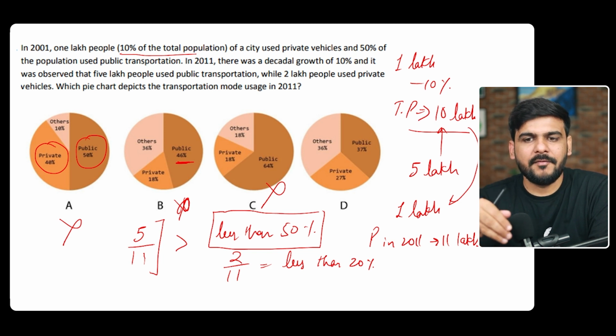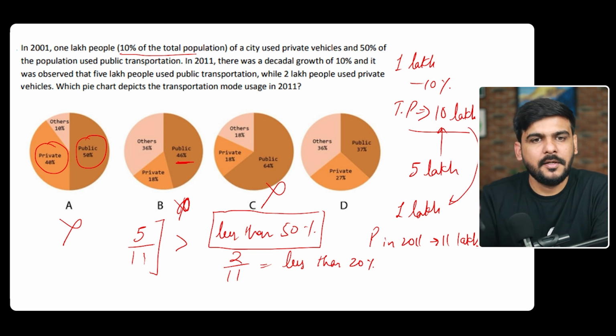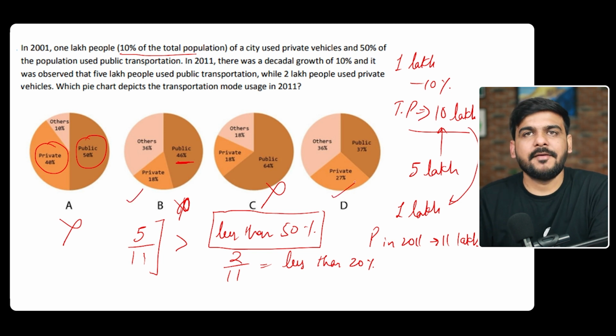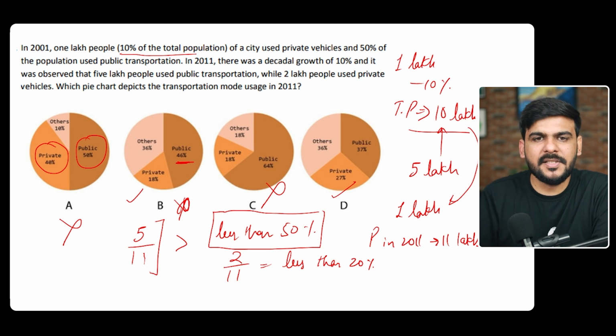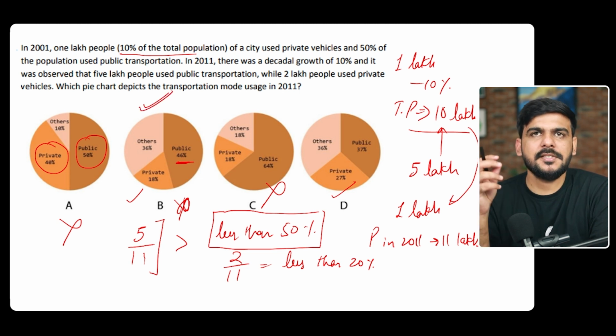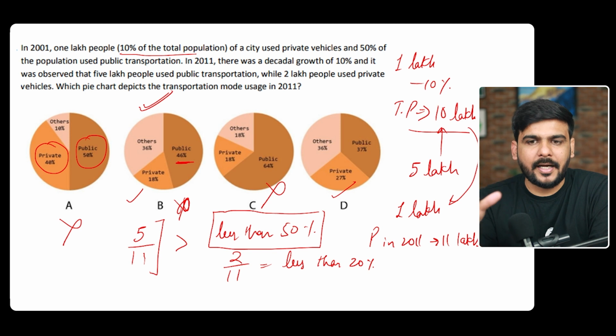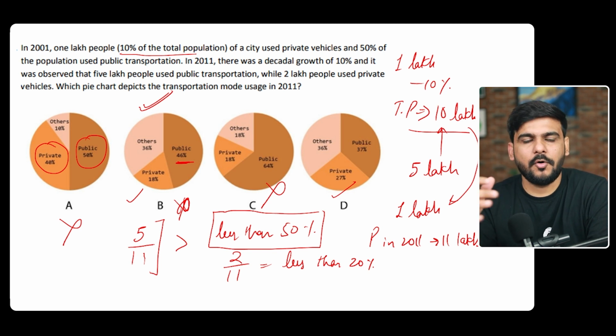Now let us come to private. Private should be less than 20%. So in B it is 18, in C and D it is 27%. So it must be less than 20. So that means B is the one which is representing the situation correctly, because according to our data, private vehicles should be less than 20% and public vehicles should be less than 50%. So that means B is the option.